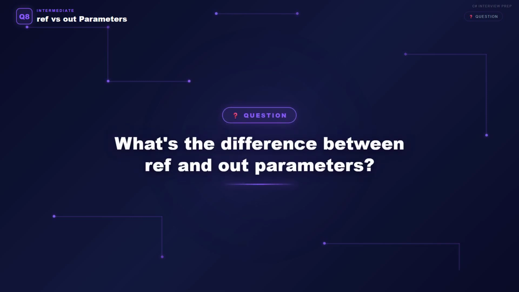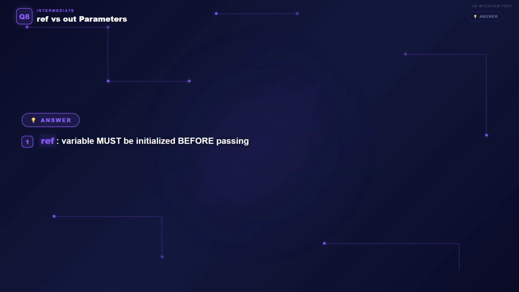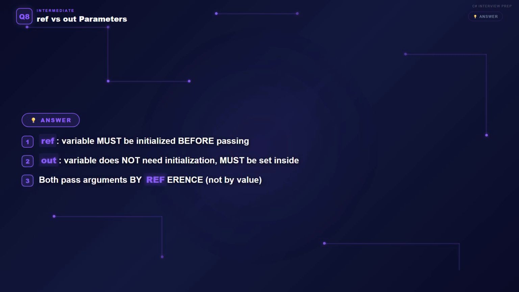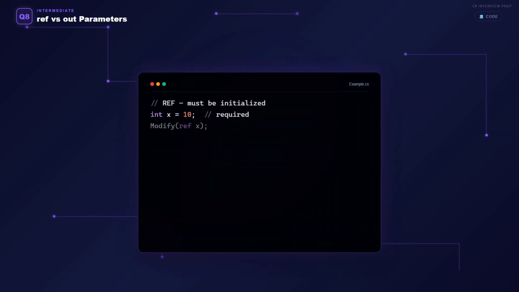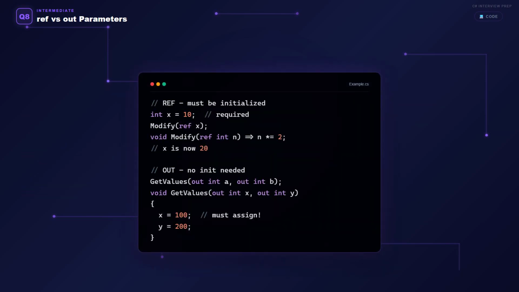Question 8. What is the difference between ref and out parameters? Ref requires the variable to be initialized before passing it. The method can read and modify it. Out does not require initialization, but the method must assign a value before returning. Both pass by reference, not by value. Use out when you need to return multiple values. Use ref when you want to modify an existing variable. Here are examples.